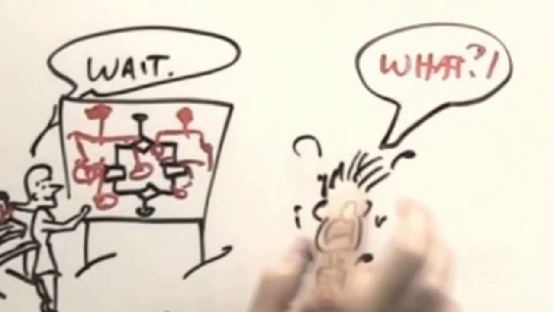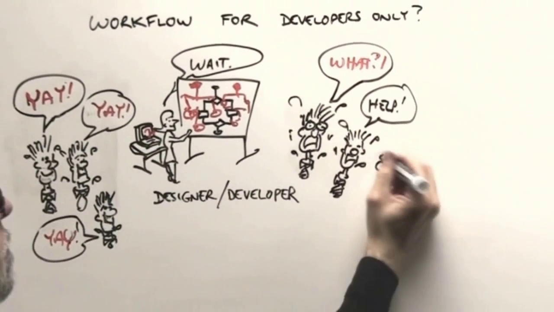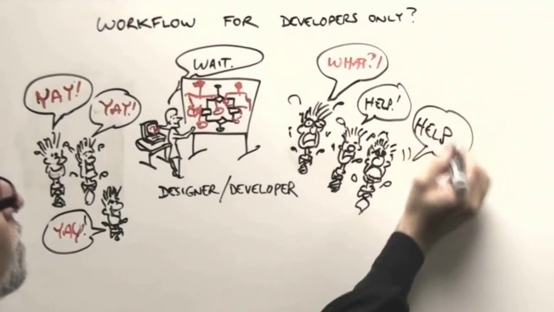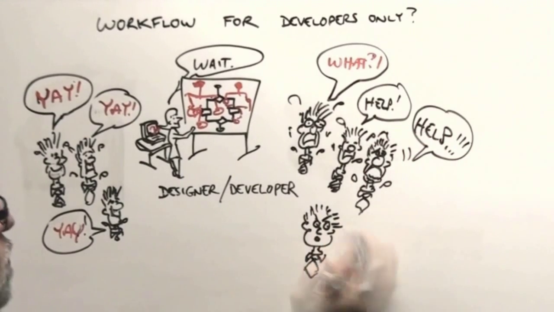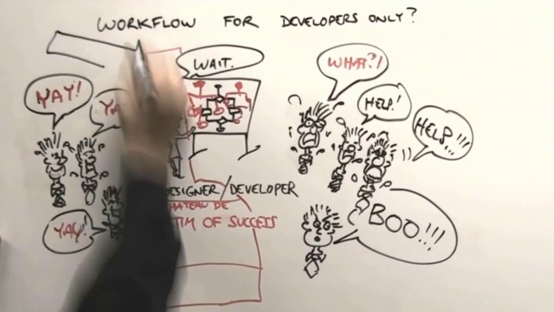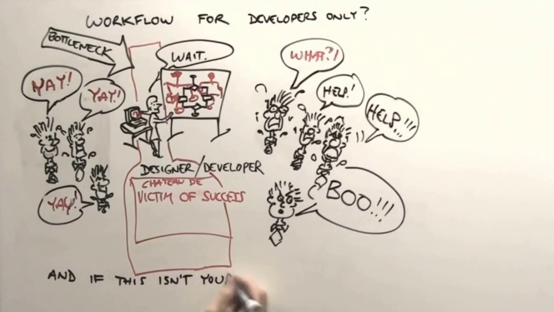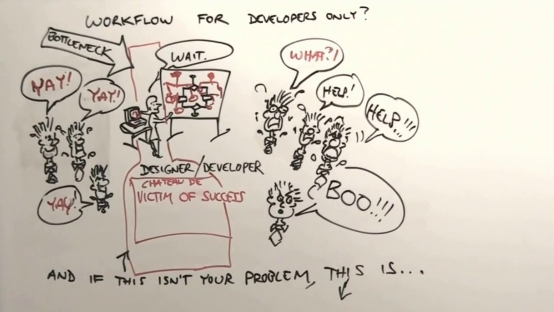You can imagine what the reaction will be when faced with that. You can also imagine what the succession of reactions will be as more and more people have to wait. There's an eventual revolt, and developers become victims of their own success. And your crew of developers effectively become a bottleneck. And if that's not your problem, well, this probably is.